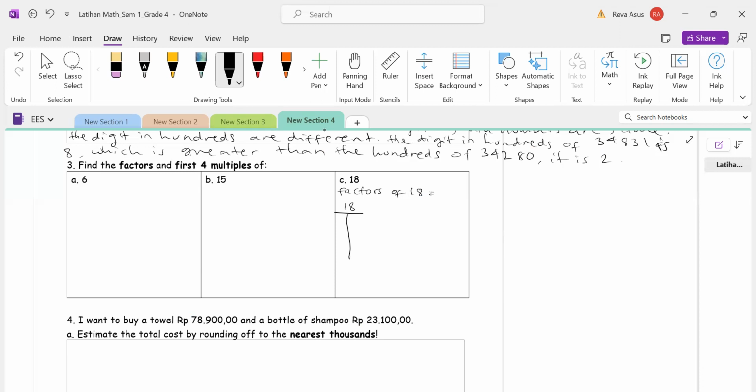Okay, so let's start from the smallest to make it organized. It is 1 times 18, and then 2 times 9, and then 3 times 6. And then 4 cannot, 5 cannot, and then 6 times 3. But 6 times 3 is same as 3 times 6. So if the number is already made here, it means that it is enough. It is done. So the factors of 18 are 1, 2, 3, 6, 9, and 18. And then we need to find out the first 4 multiples.